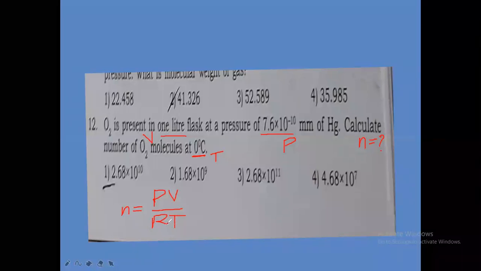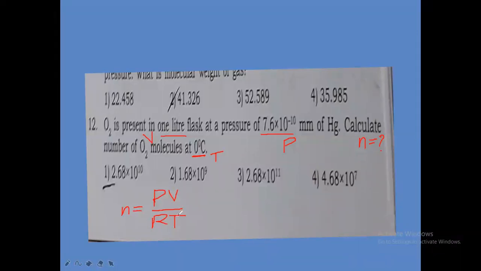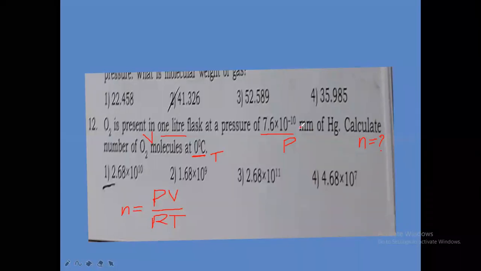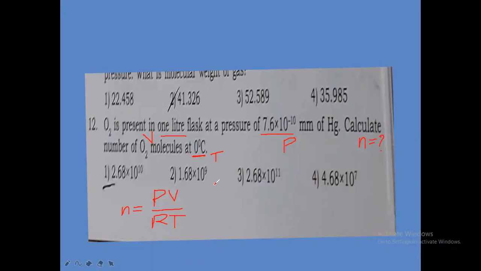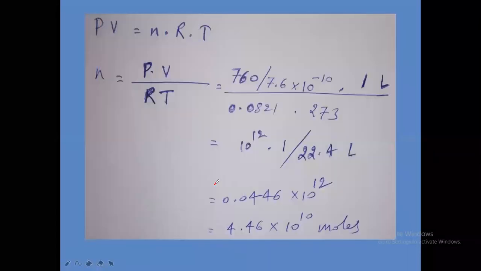So in that way we use the formula: number of moles n is equal to PV by RT. Pressure is given in mm, we convert into ATM, and volume is given in liters, the same 1 liter. Temperature is 273 Kelvin, and we have to calculate the n value by knowing the R value. R value will not be given here, you must remember it. Then we get an approximate answer, so the calculation part we have to do.